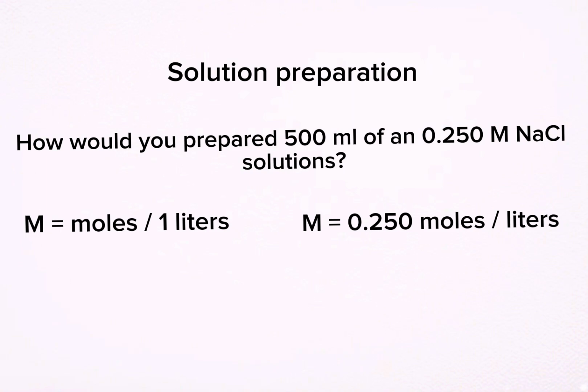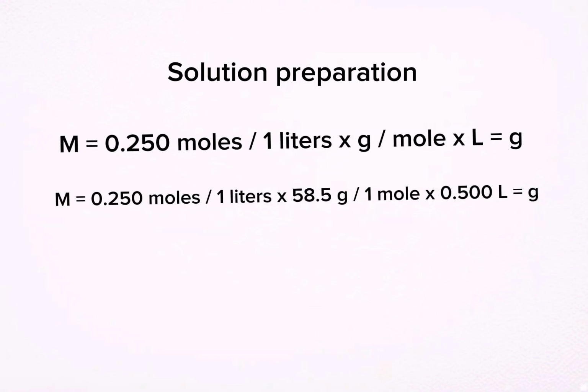M, or capital letter M, symbolized as molarity, is the formula. Capital letter M is equal to moles over liters. If we transfer it, we have 0.250 moles per liter. Now, to get the grams that we need to dissolve in 500 milliliters of water, here's the formula. Molarity is equal to 0.250 moles over liters multiplied by grams over mole times liters is equal to grams.